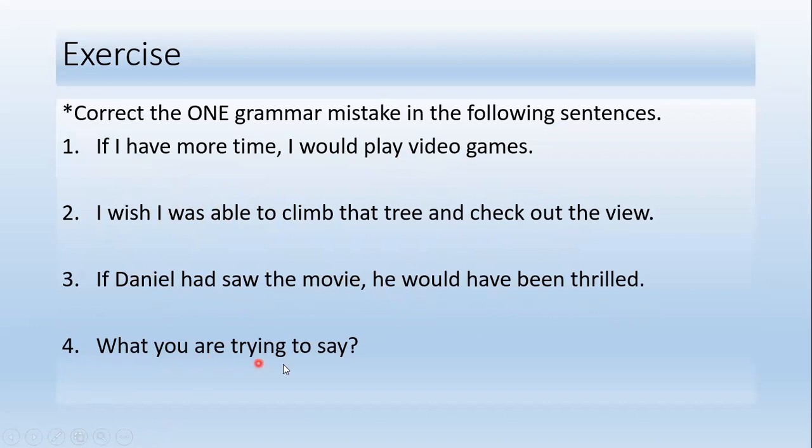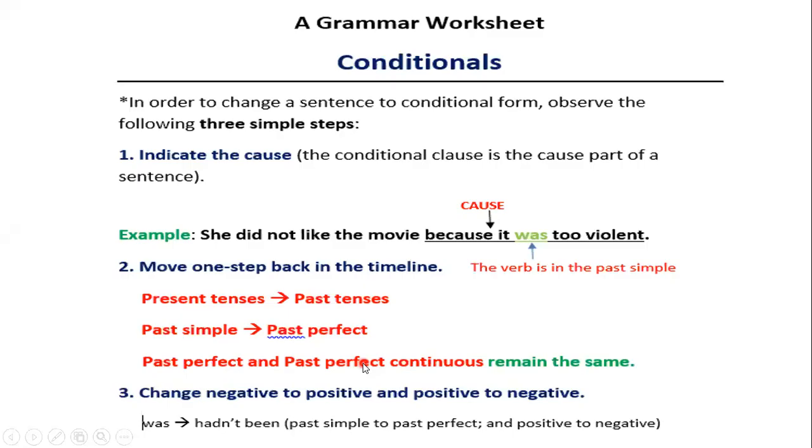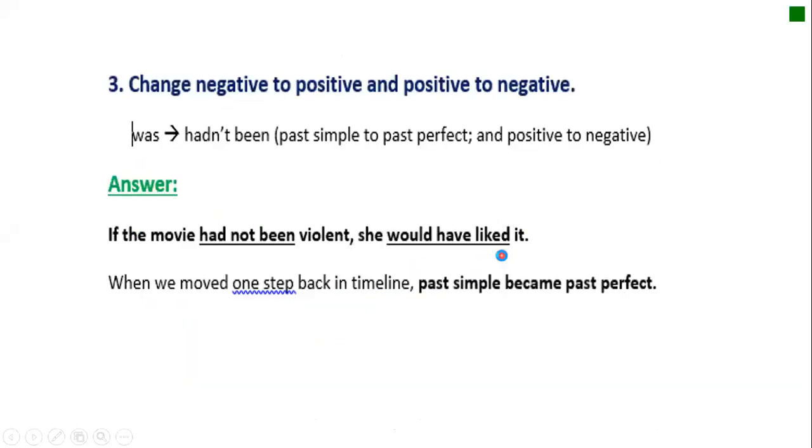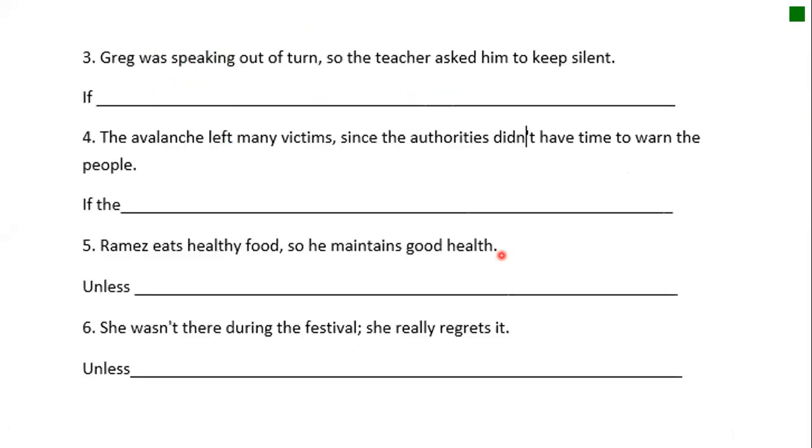So first of all, it should be "if I had," not "have." We said we cannot use have. Here, "I wish I were," not "I was." We said we cannot use was in conditionals. And "had seen," because it is had plus past participle, not past simple. And "what are you trying to say," not "what you are." All right. So here are the steps again presented to you, how we change. Moving on. Forms with unless. Okay? Moving on.